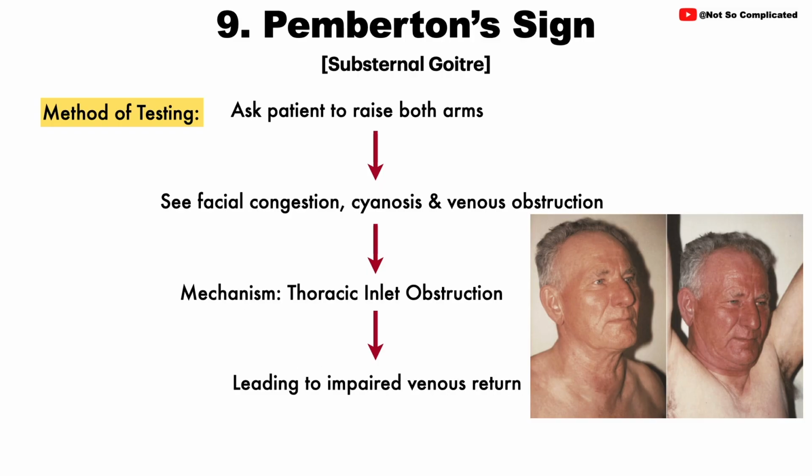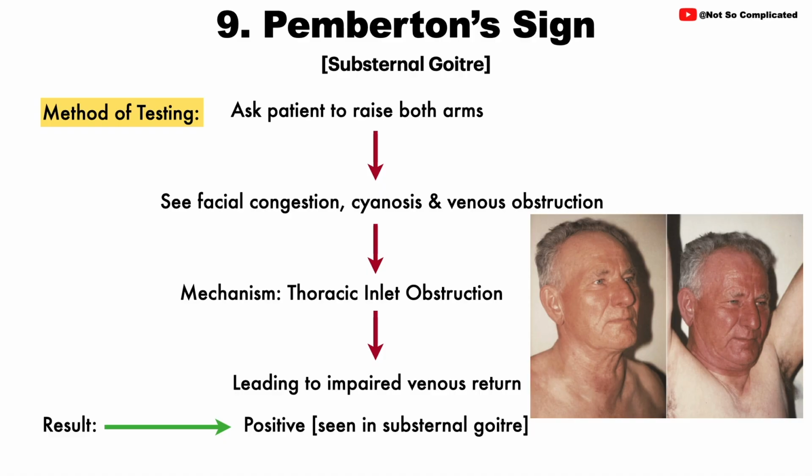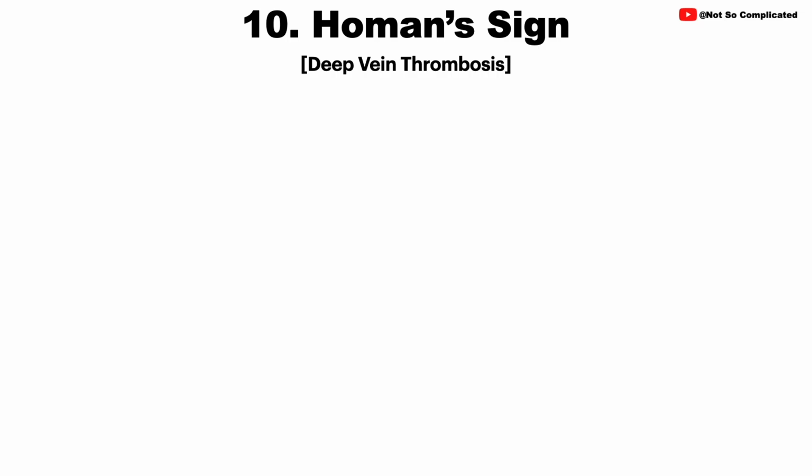All right, so that is why there is congestion and cyanosis and venous obstruction. So the result will be positive in the case of substernal goiter, obviously. So the 10th sign we have is Homan's sign. It is usually present in deep vein thrombosis.